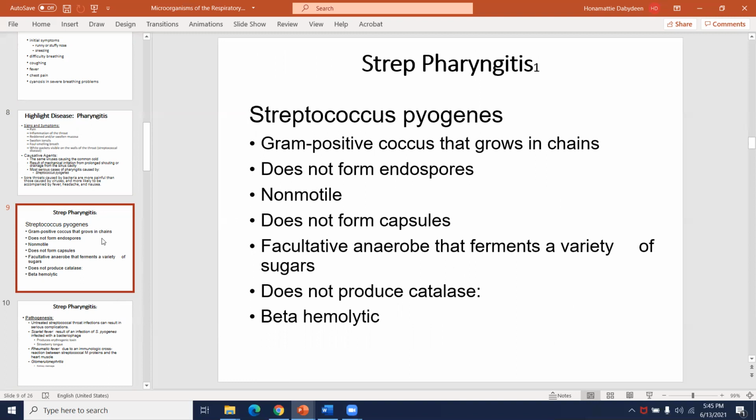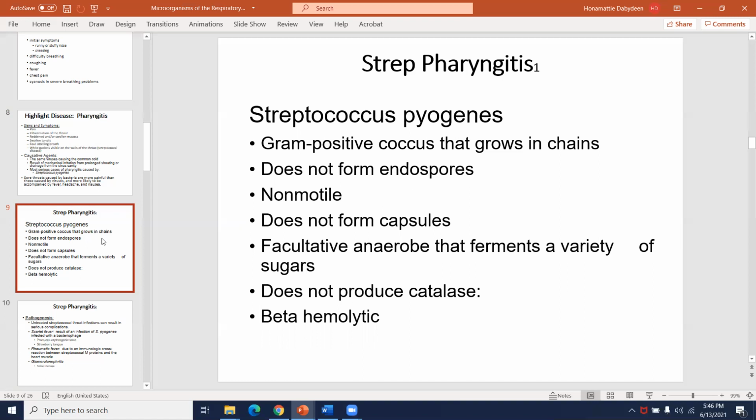Now, when I talk about strep pharyngitis, I'm talking about an organism called Streptococcus pyogenes. Okay? Now, Streptococcus pyogenes is a gram-positive coccus, and it's a streptococcus. You know by now that they grow in chains. That's why we call them streptococcus. They do not form spores. They're generally non-motile. They don't form capsules a lot. And they're generally aerobic organisms, but they could be facultative anaerobe, fermenting a variety of sugars.